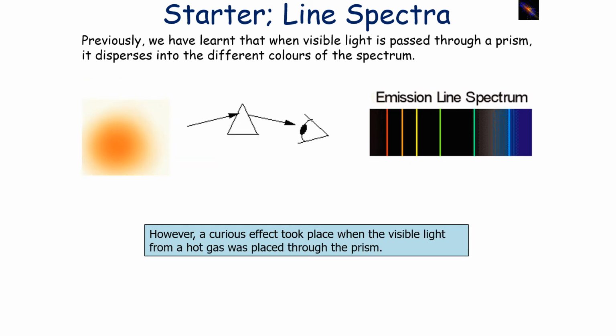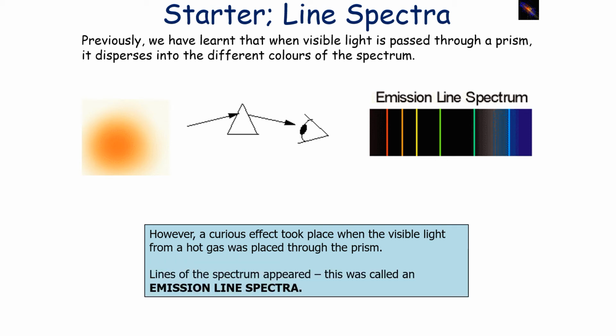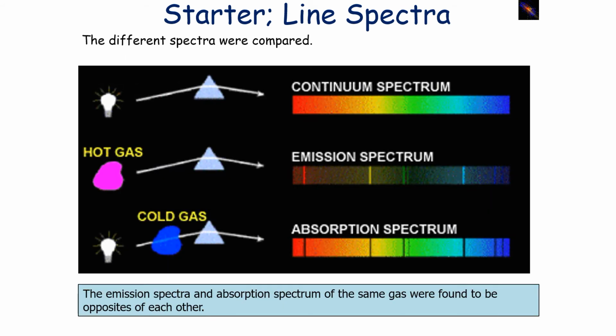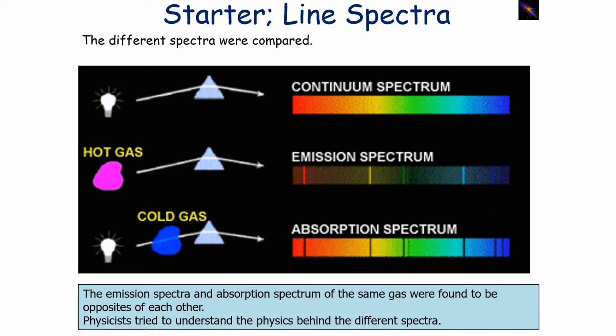Now sometimes if we look at the spectra given off by a hot gas placed through a prism, we can see lines of the spectrum appearing, which we call the emission line spectra. This occurs as the hot gas is only emitting certain frequencies of energy. So we can have our continuous spectra, our emission spectra and our absorption spectra, which tend to be opposites of each other. So let's try and understand the physics behind this.